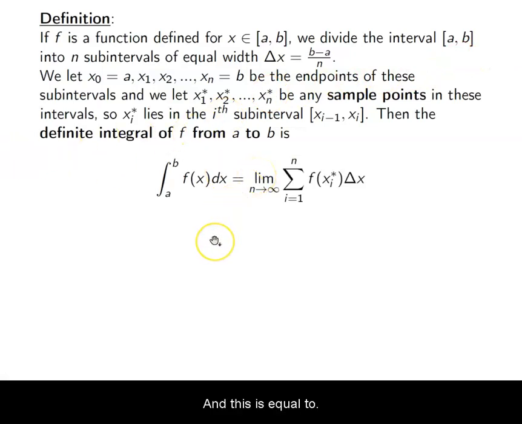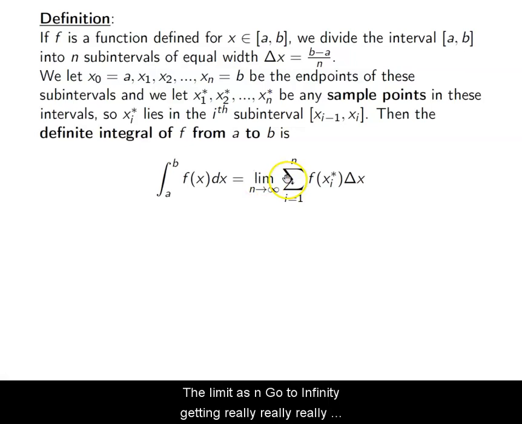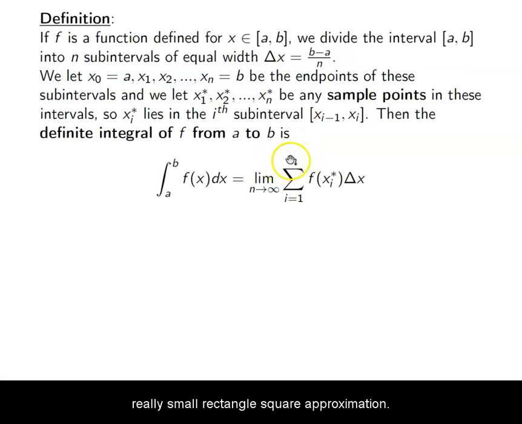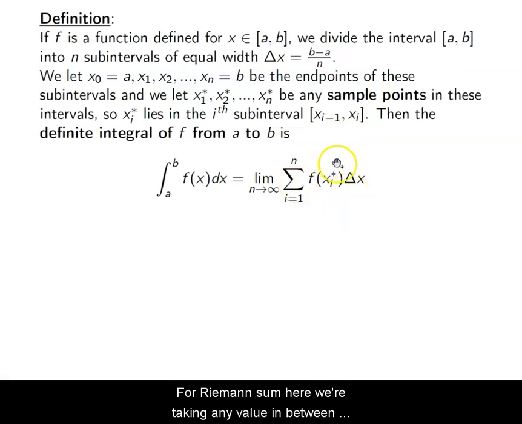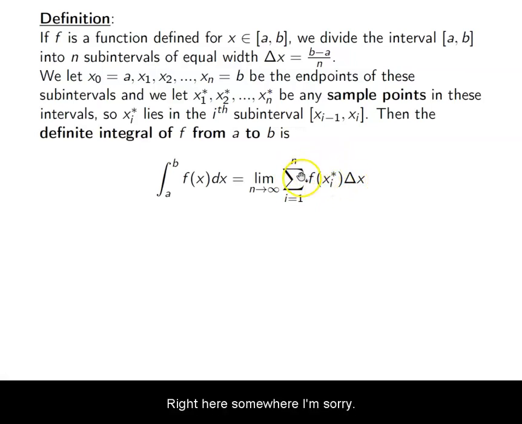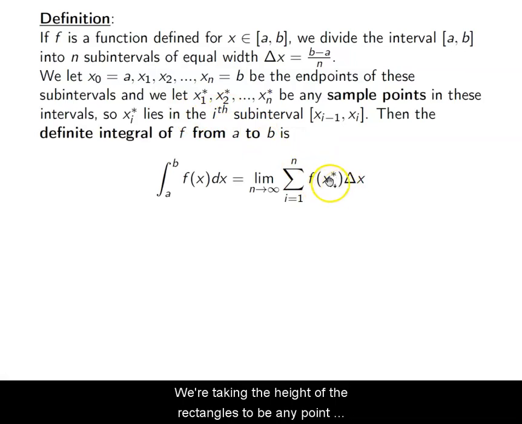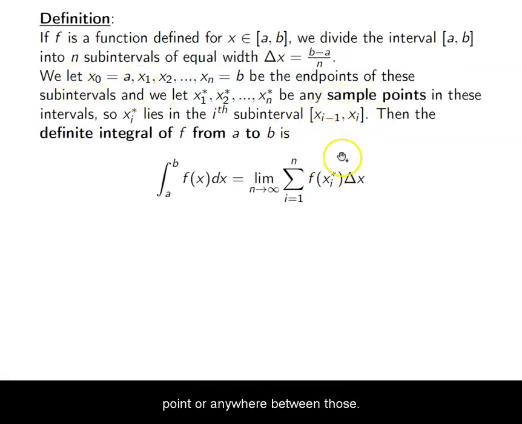But when it is bounded, when you're going from one number to another number, it is a definite integral. And this is equal to the limit as n goes to infinity, so getting really, really small rectangles for our approximation, of the Riemann sum. Here, we're taking any value in between the interval, this x sub i star. So it's not necessarily a left-hand sum or right-hand sum. We're taking the height of the rectangles to be any point within. It could be at the left endpoint, at the right endpoint, or anywhere between those endpoints.